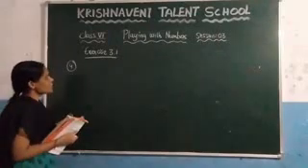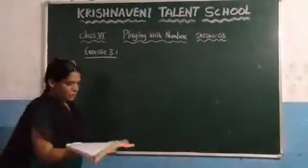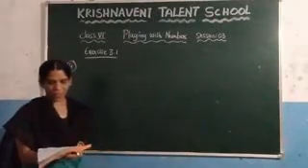In the last session we discussed exercise 3.1 up to 3 questions. Now see the fourth question. What the question says here: make 3 different three-digit numbers using 1, 9, 8.